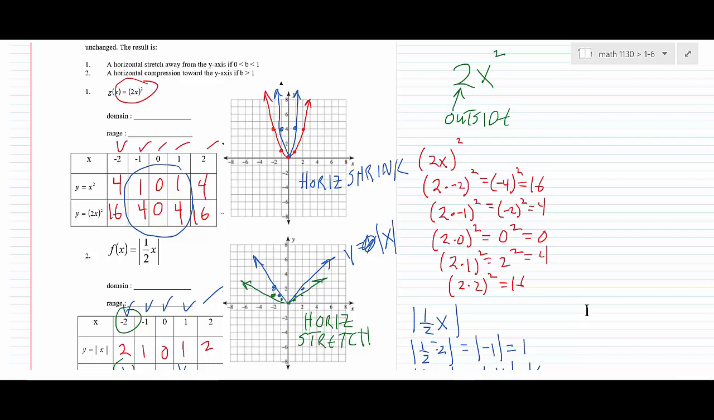Okay? If it's inside, it's a little bit harder for students to grasp, I think, at the beginning. But this part's pretty easy to get down, okay? What happens on that is it's inside the absolute value. So what does that mean it does? It means everything is affected this way, okay?